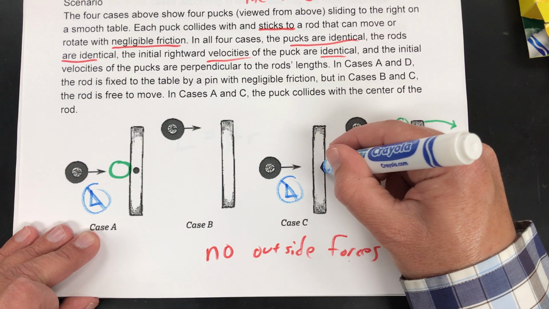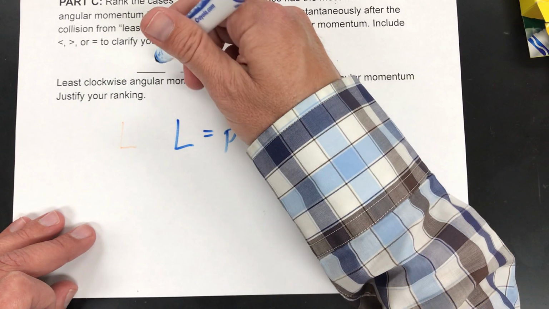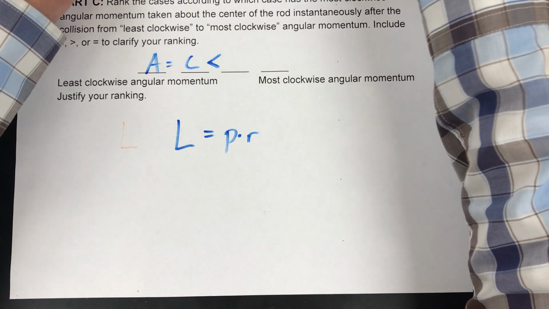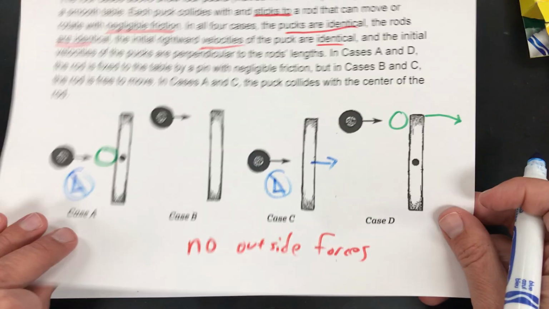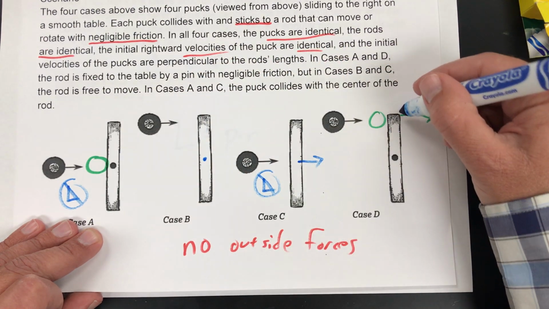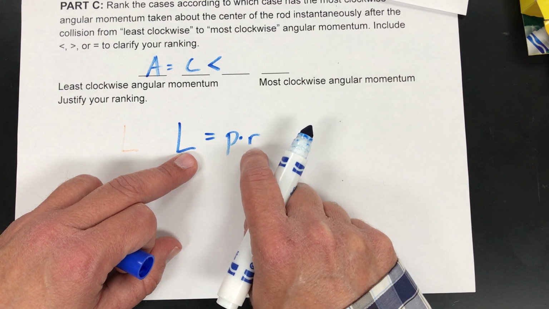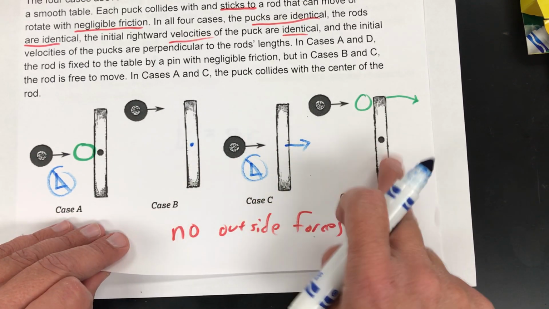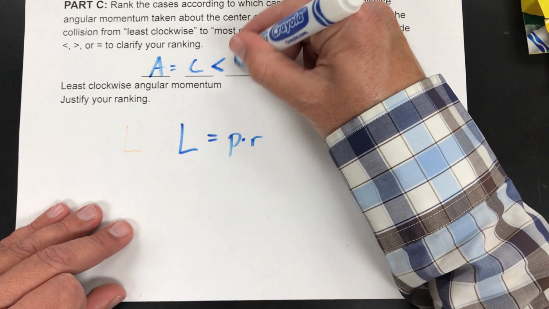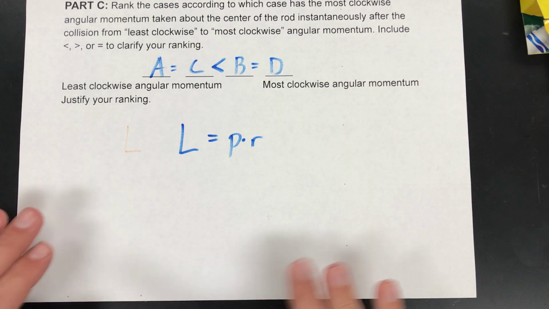So when it hits and sticks to this rod, the rod's going to move off this way, but it's not going to rotate. So when we go to make this ranking, A is equal to C, and they are the least because they don't have any angular momentum. Then we look at these guys. Well, in each of these cases, the puck is still the same distance from the pivot point. So it's got the same mass, same speed, same lever arm there. So their angular momentums are actually the same. And since we won't lose any angular momentum, then they're going to remain at their initial value. So B and D are going to be equal to each other afterwards there.